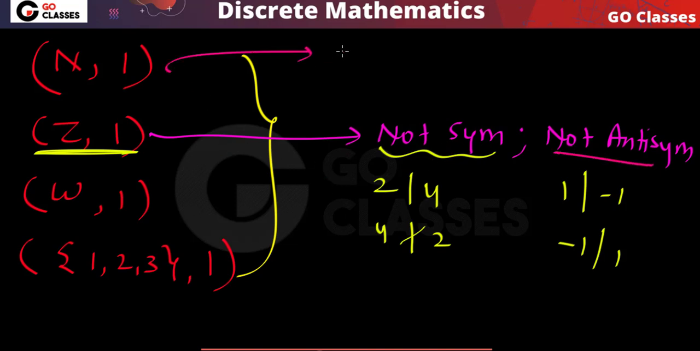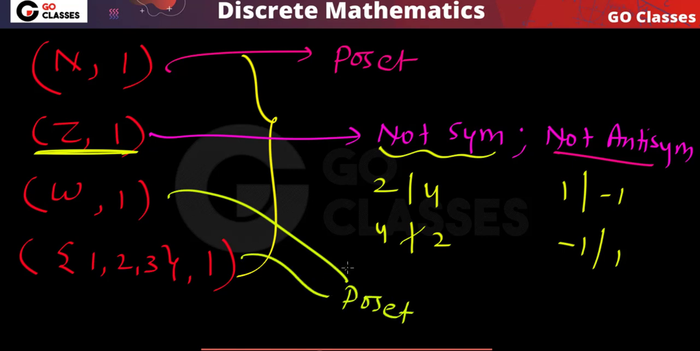But you can notice this one is anti-symmetric, reflexive and transitive, so this is a poset. And similarly, this one and this one are also posets. So you should take care about the base set.